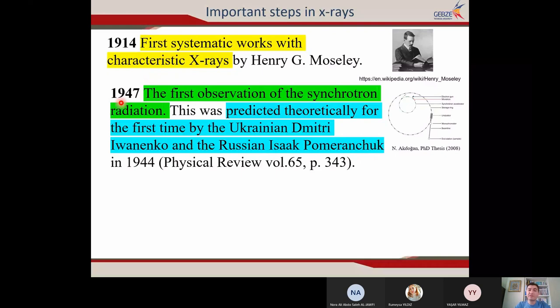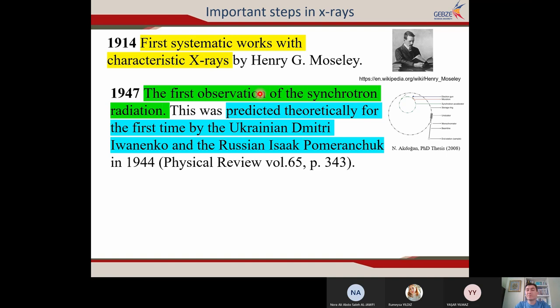Let me also continue with another important step in 1947. This was the first observation of synchrotron radiation. This was the experimental result. So what is synchrotron radiation? I will go into detail next week, okay? We will discuss the production of X-rays. There are many methods to produce X-rays, for example X-ray tubes, rotating anode tubes, cyclotron, synchrotron, free electron lasers. Let me just tell you that synchrotron radiation is much brighter compared to conventional X-ray tubes, and you can carry out your experiments very fast, and you can get more information with synchrotron radiation. This is very, very useful. I will go into detail next week.